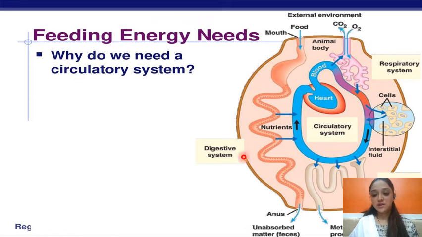With the help of this diagram, I'm going to teach you why we need the circulatory system. This is our digestive system. First we'll learn about the digestive system. We eat food through our mouth and it gets digested in our intestine. The digested food releases some nutrients. Those nutrients are required by our body for energy, right? So how will those nutrients be transported to our hands, to our legs? With the help of the circulatory system.